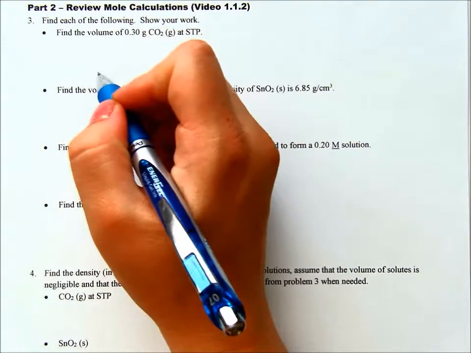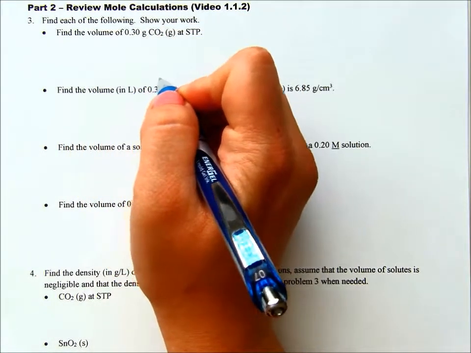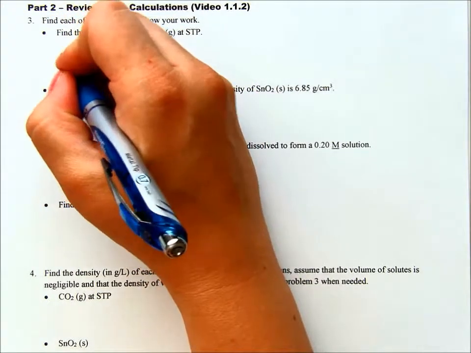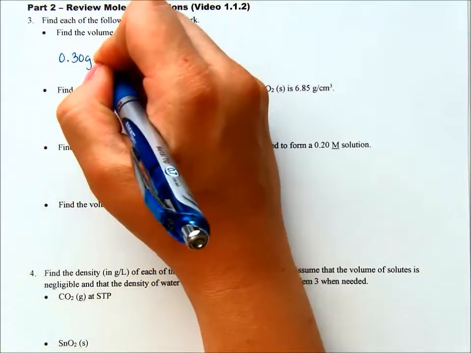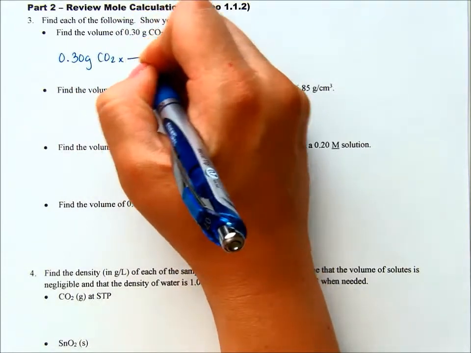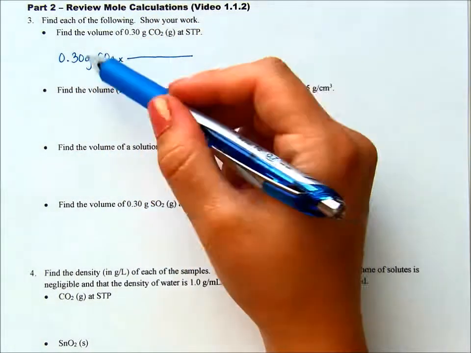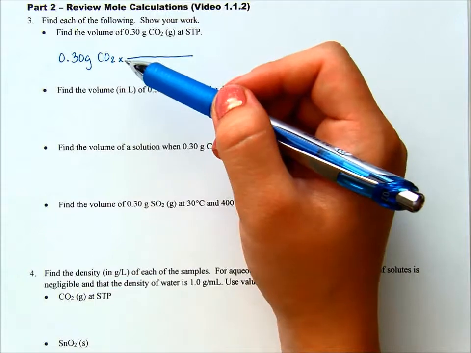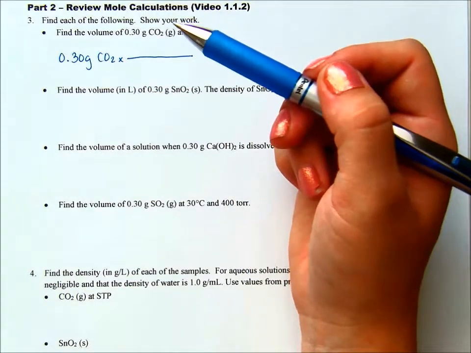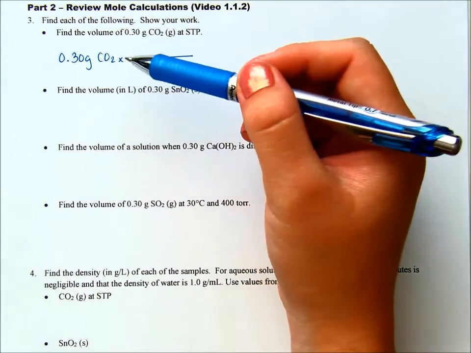All right, so the first thing we're going to do when we're doing any unit conversions is to write down what we're starting with here. So I'm starting with 0.30 grams of CO2. And I'm going to go to moles. So to convert to moles from grams, I'm going to use my molar mass, which I always find on the periodic table. Quick review for how to find the molar mass if you don't remember.